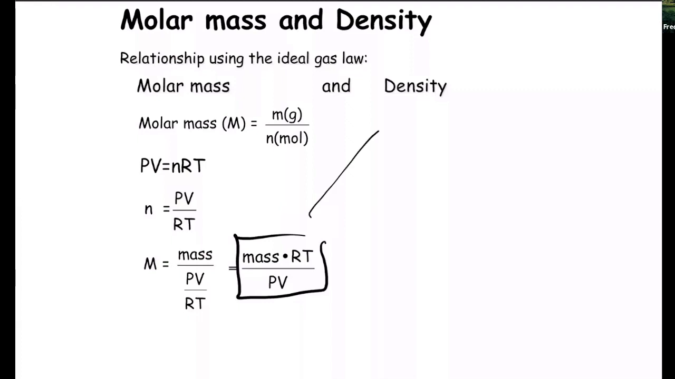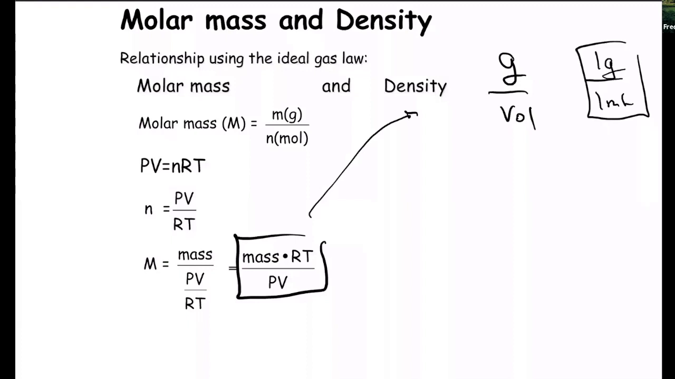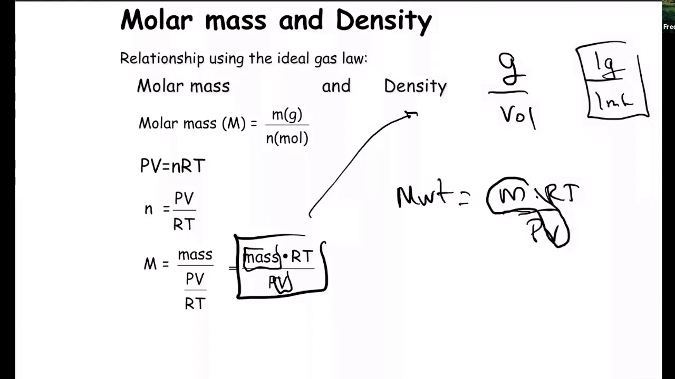Now let's figure out density. Density is grams over volume. It's the mass divided by the volume it occupies, like the density of water: 1 gram per 1 milliliter of volume. Well, look over here. Let's take a look at this mass and this volume. The molecular weight is equal to the mass, M, times RT all over PV. What we're going to do is isolate this variable right here and send everything to the other side.